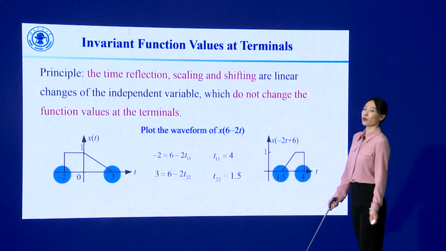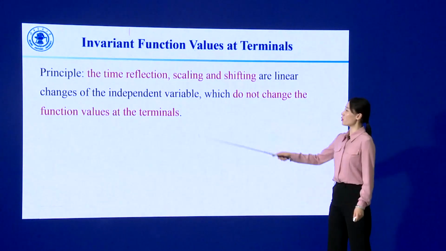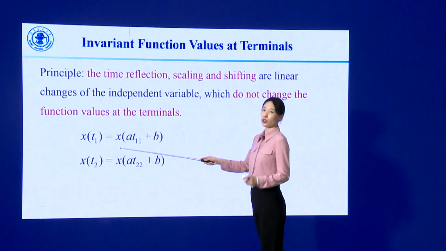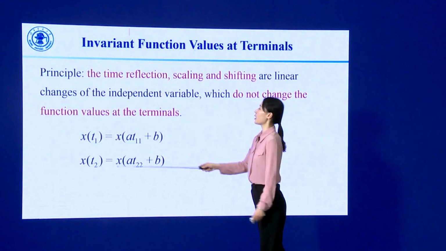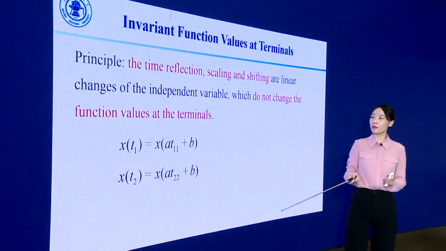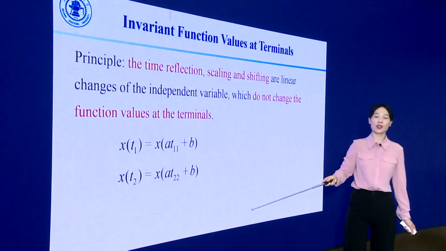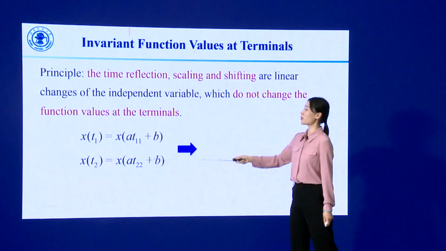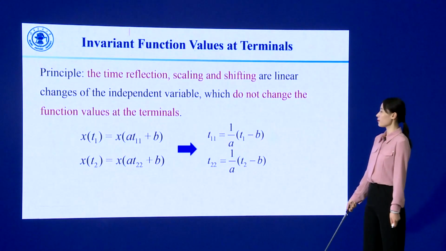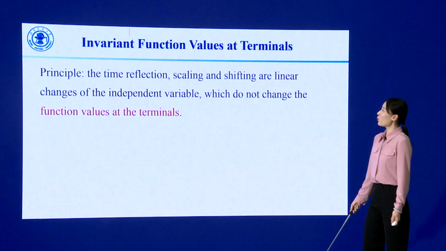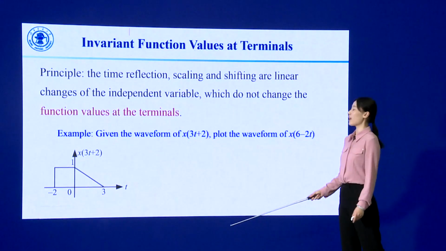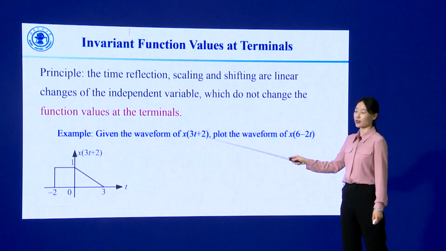Now, let's give the generalized form for this method. Here, t1 and t2 are 2 terminals of s(t), and t11 and t22 are 2 new terminals for these signals. These two terminals can be expressed using these two formulas. The invariant function values at the terminals method is very effective for solving these problems.